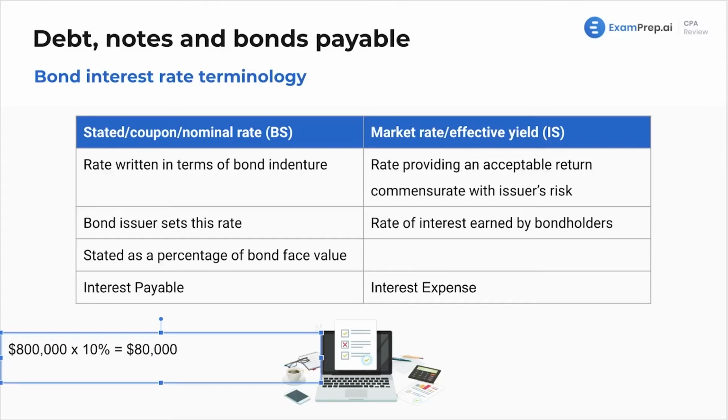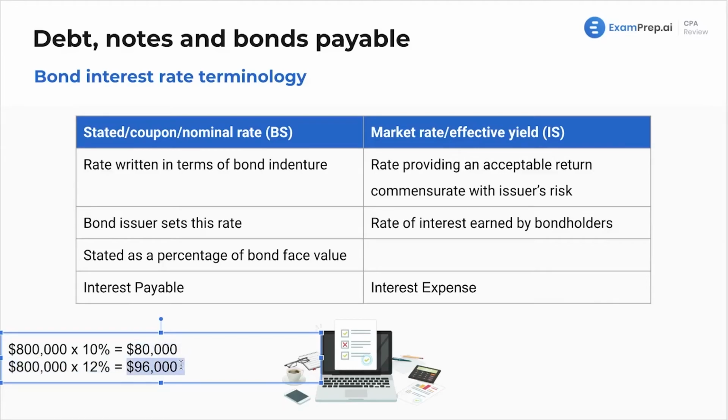However, let's say that the market rate, and this will be a little different because we'll have to factor it as well, but I'll just keep it at $800,000 for now. Let's say the market rate's at 12%. That's going to give us a little bit different, right? And that $800,000 times 12%, that's actually our interest expense. So our interest expense is higher. And you see here the difference.